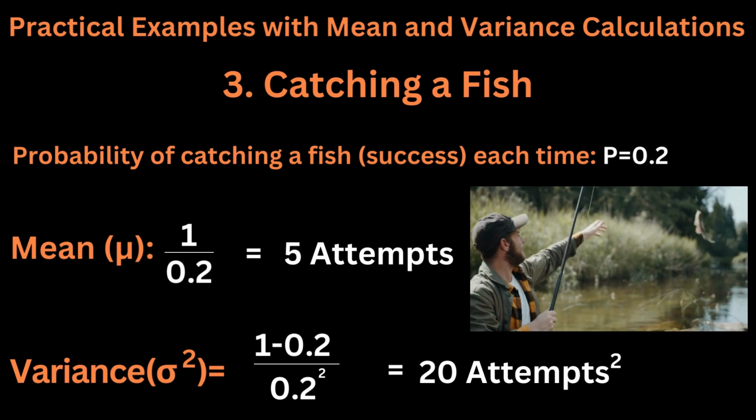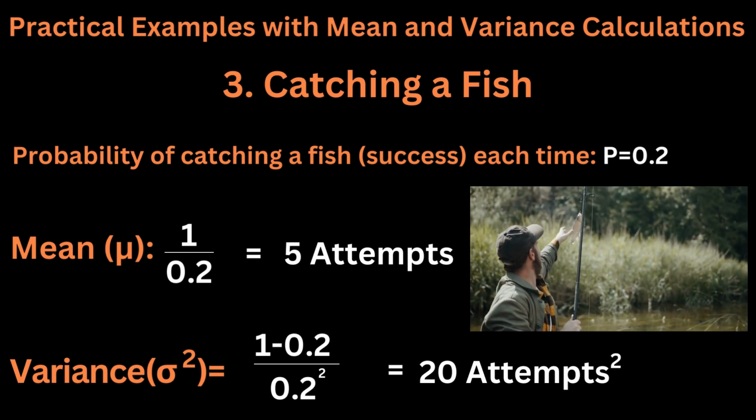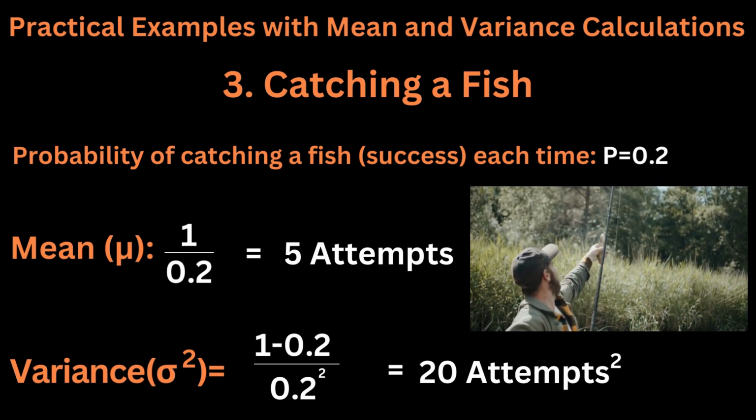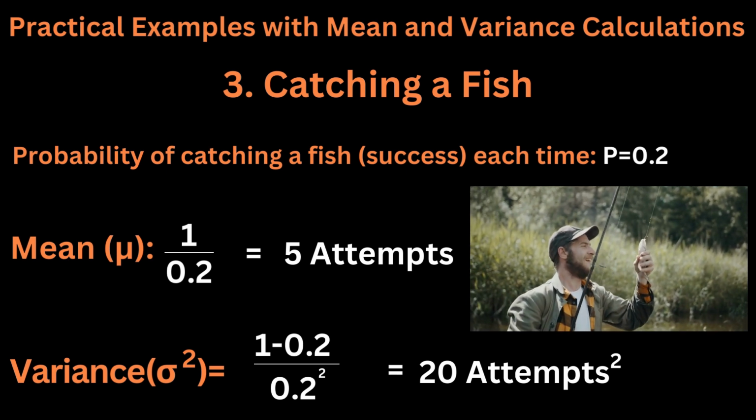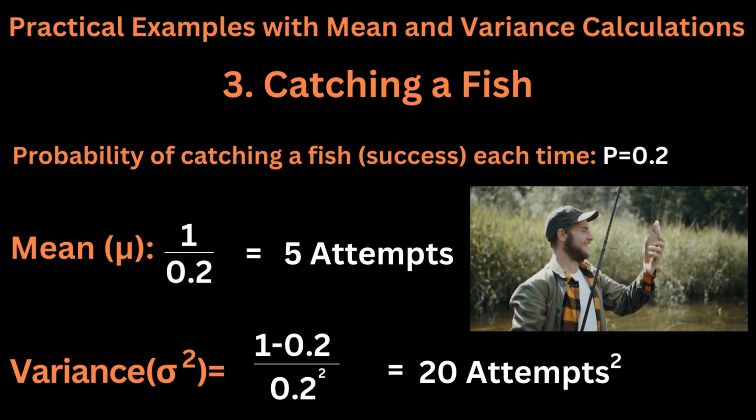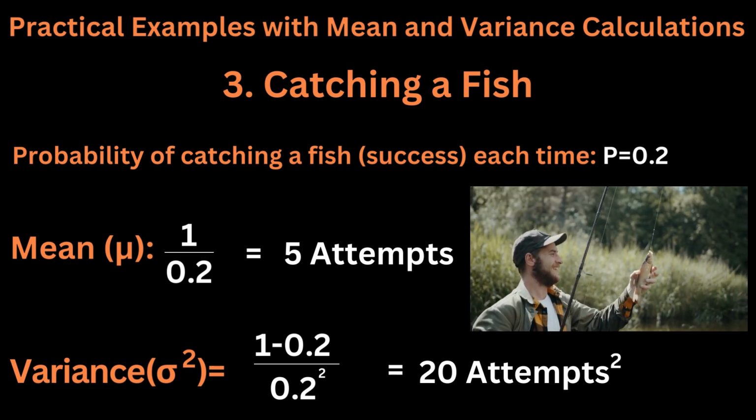Third example, catching a fish. Probability of catching a fish, success each time, probability is equal to 0.2. So mean equal to 1 divided by 0.2 equal to 5 attempts. Variance will be 1 minus 0.2 divided by 0.2 square equal to 20 attempts square.